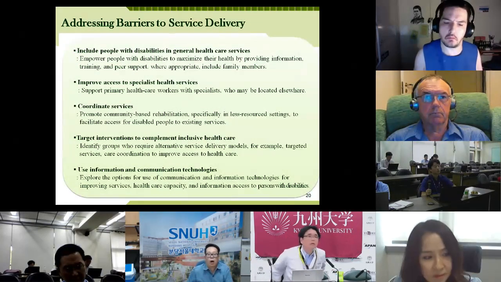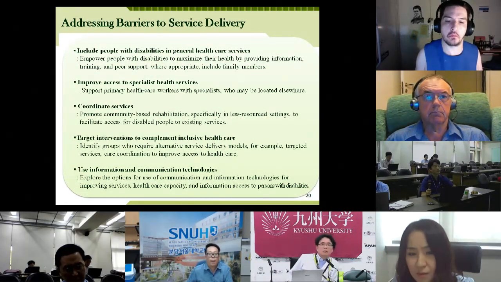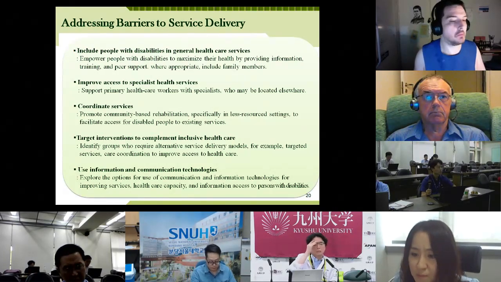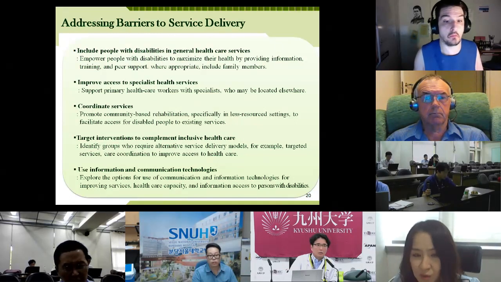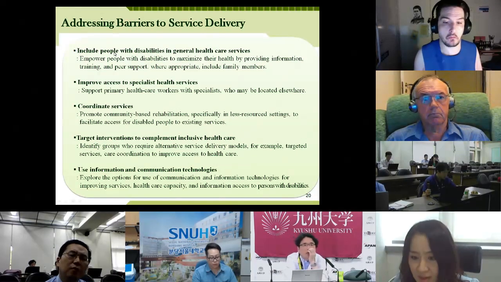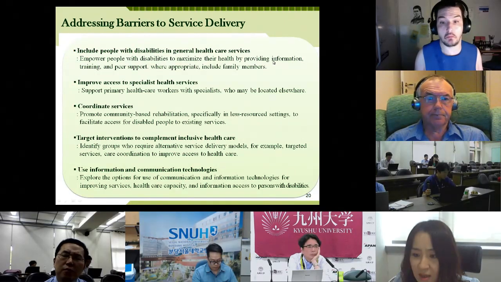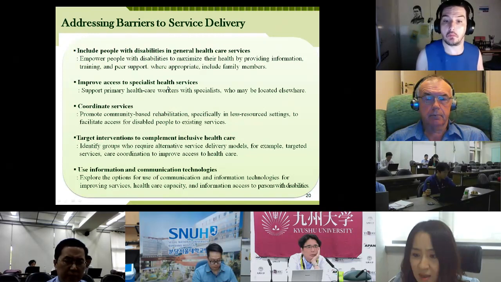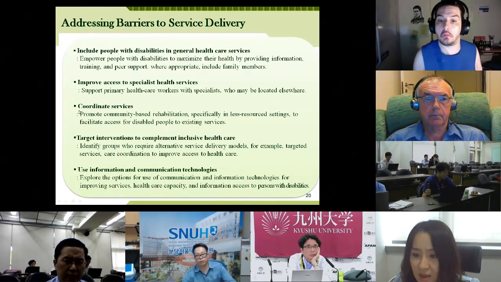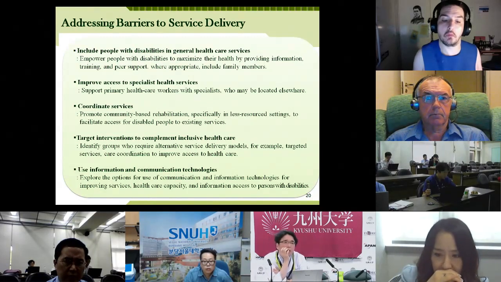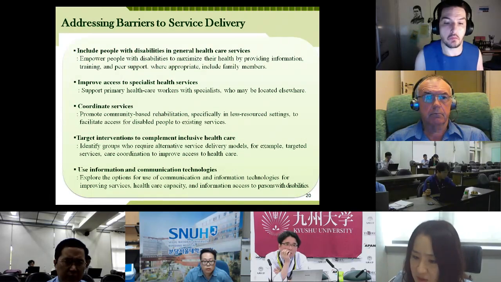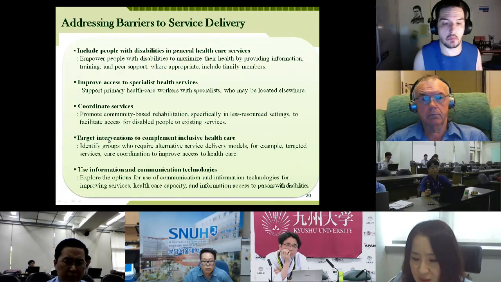The third one is to address barriers to service delivery. We need to include people with disabilities in general health care services, improve access to specialist health services, and promote community-based rehabilitation and use targeted interventions and information technologies.